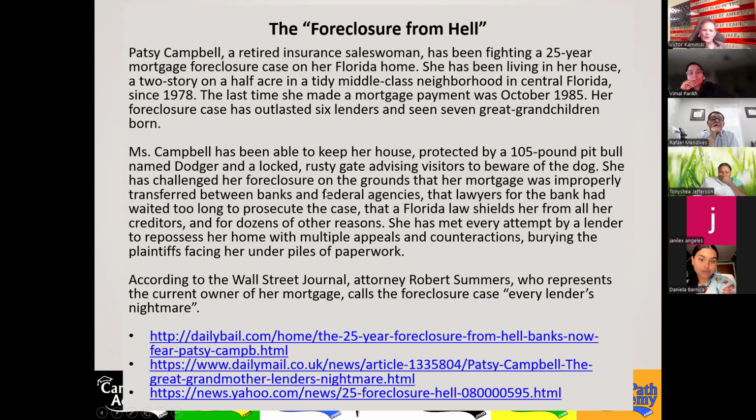She's challenged her foreclosure on the grounds that her mortgage was improperly transferred between banks and federal agencies, that lawyers for the bank had waited too long to prosecute the case, that a Florida law that shields her from creditors, and for dozens of other reasons that she used. She's met every attempt by a lender to repossess her home with multiple appeals and counteractions, burying the plaintiffs facing her under piles of paperwork.